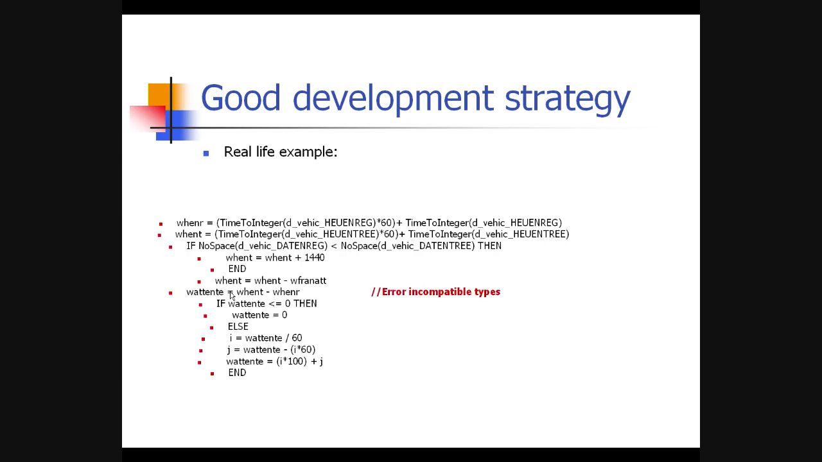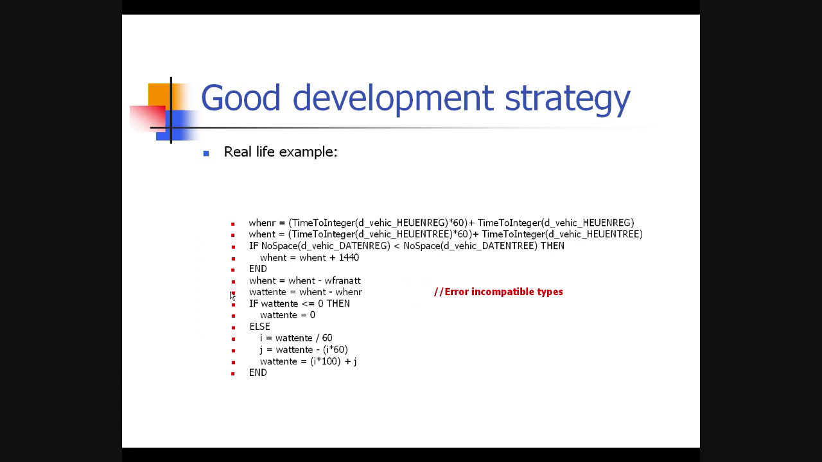So the code by itself was something like that. I translated it into English code in order for it to be more readable for you. But you see, on that line here, there was an error with incompatible types. That's the only information that the guy was giving us. So that line is, okay, one variable equal another variable minus a third one.